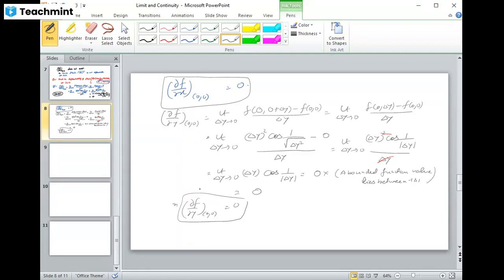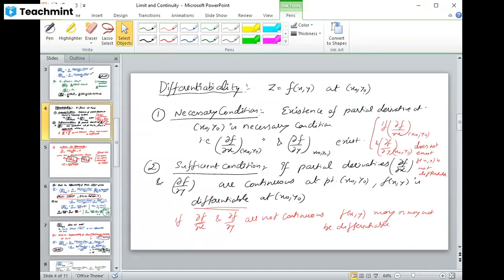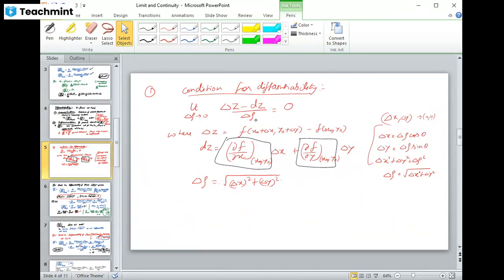So now we want to check the differentiability of the function. There are basically two different conditions for the differentiability of the function. The first one is, of course, partial derivatives should exist. If the partial derivatives are continuous, then we say that your function is differentiable. But if your partial derivatives are not continuous, even then your function may be differentiable. So in that case, we can check this condition. Firstly, we'll try to check the differentiability condition with the help of this one, because with the help of this, we can conclude whether your function is differentiable or not.